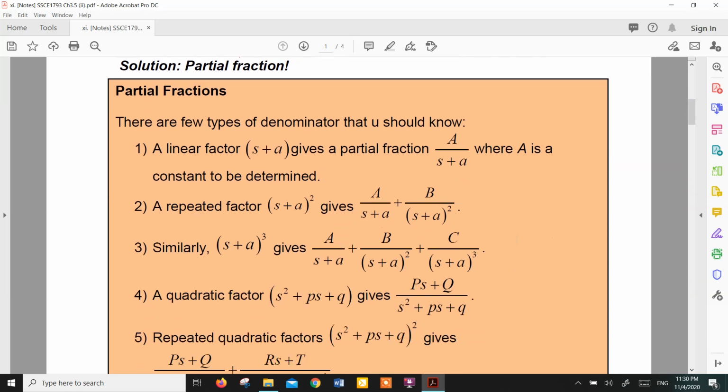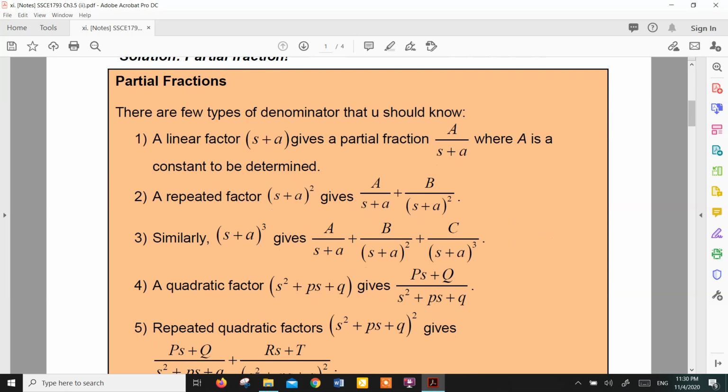This partial fraction you have learned before, so I won't cover partial fraction in this video. I'll just go to the inverse Laplace transform.